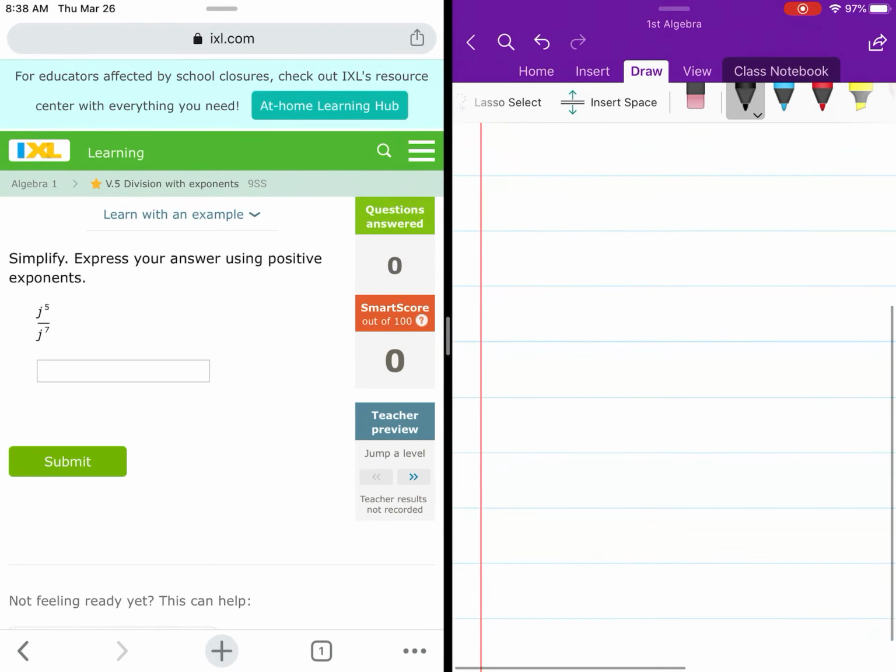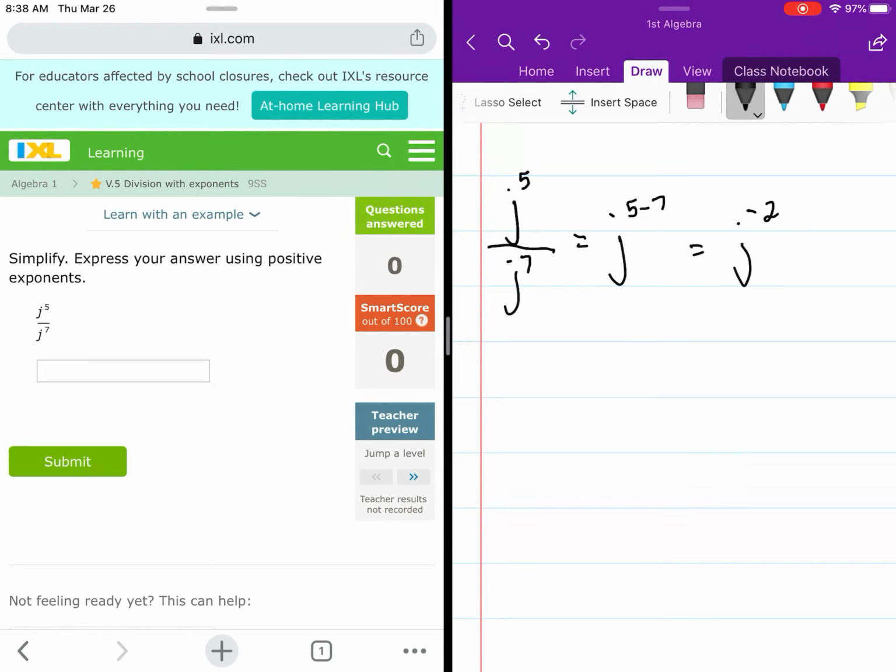So very similar to what you were doing right now when you were multiplying, but instead of adding the exponents, you're going to subtract the exponents. So we have J^5 divided by J^7. So we have J^(5 minus 7), which gives us J^(-2).